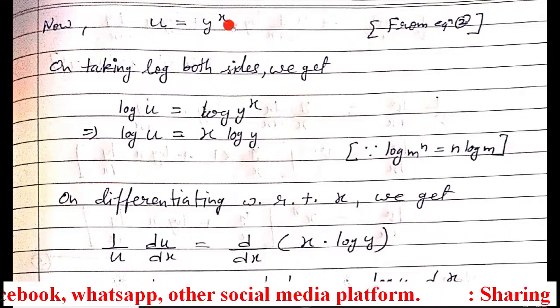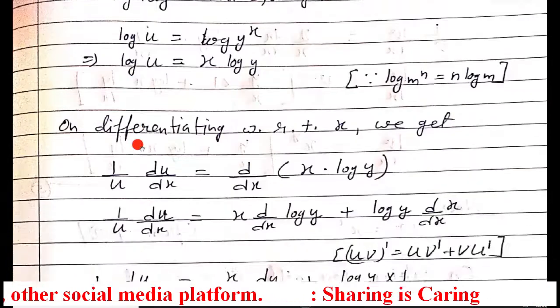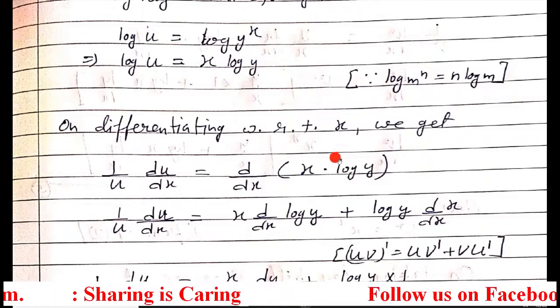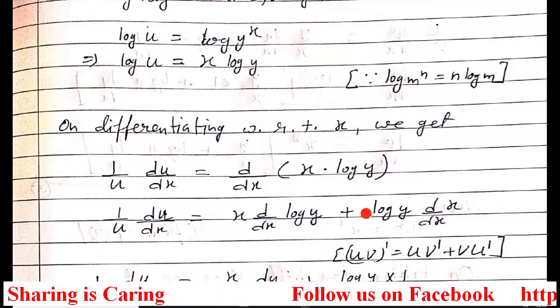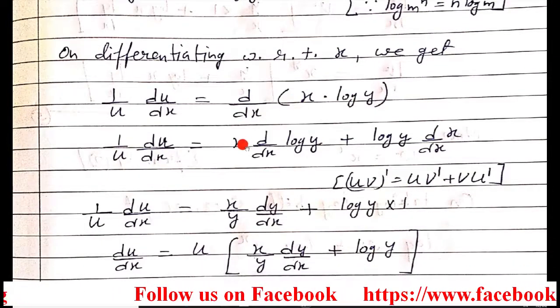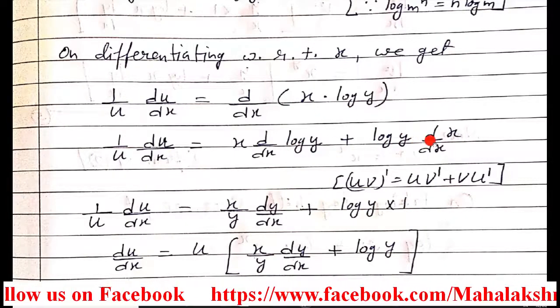Now, because it's an implicit function, take log on both sides. Now differentiate it. When you differentiate here, you will get 1 upon u and du over dx, and the right side is in the form of multiplication, that is u multiplied by v, and the u multiplied by v formula is this. So first I kept this x as it is, then the differentiation of log y, then log y as it is, then the differentiation of x.